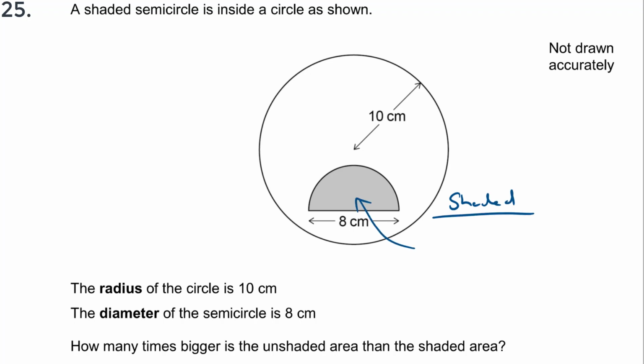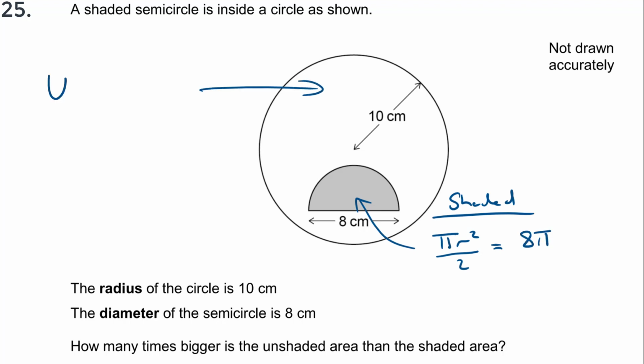Now, the area of a circle is pi r squared. So a semicircle is going to be pi r squared over 2 then, isn't it? Okay, so in this case, r is half of d, the radius is half the diameter. So it's 4 squared, 16, divided by 2, 8. That's going to give you 8 pi.